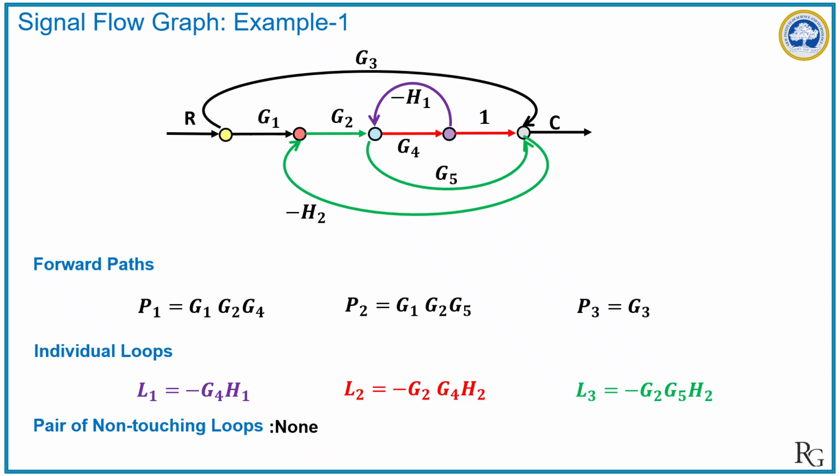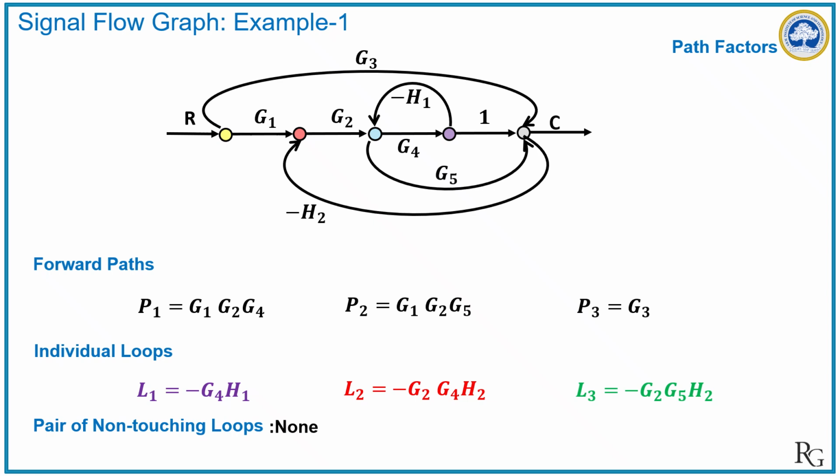So there are no non-touching loops. That means all the loops are touching each other. If we had found a pair of non-touching loops, then again we would have to check for the combination of 3 loops that are non-touching. But as we don't have even a pair of non-touching loops, we will stop here.